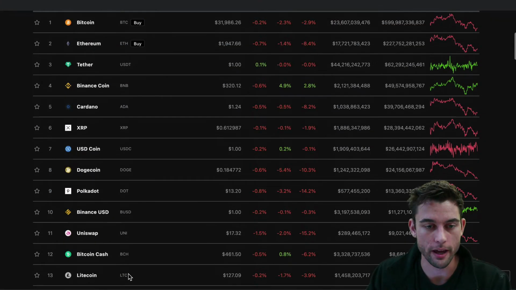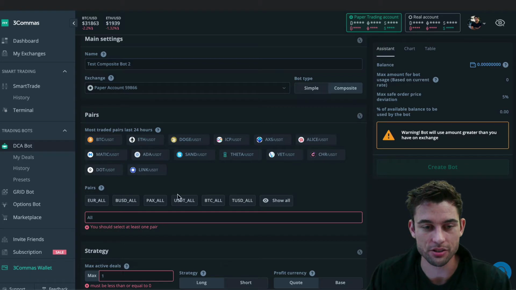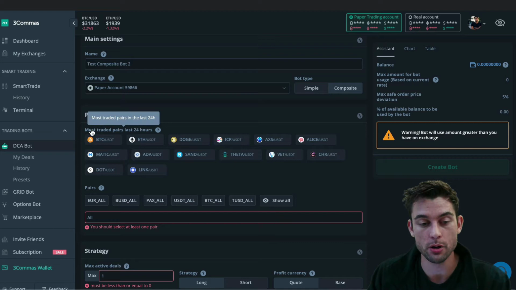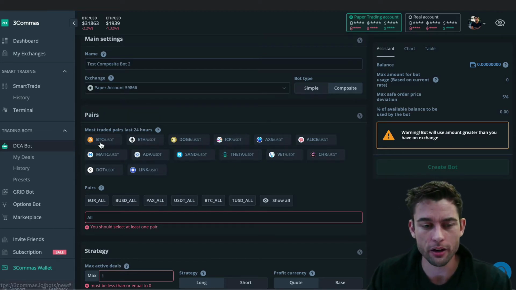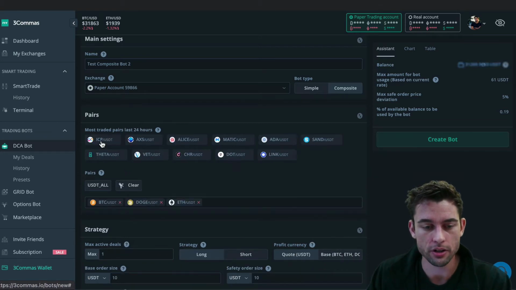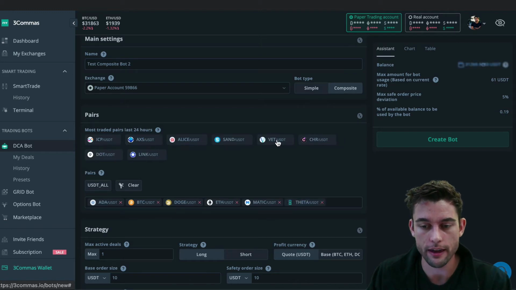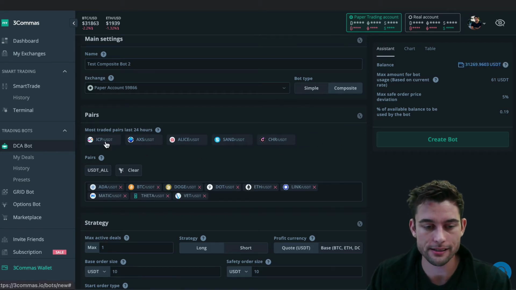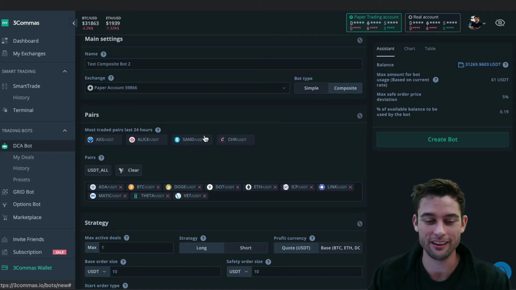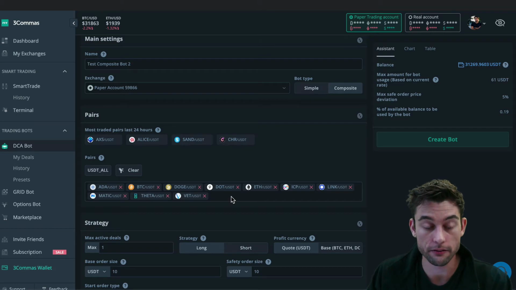So what I'm going to do, and what you can do, is you could go back into 3Commas, and you could start adding these one by one. Now, there's actually this most traded pairs in the last 24 hours right up here, which is super convenient. So we already have Bitcoin, Ethereum, Doge, let's see, Matic I like, Cardano, Theta I like, VET, Link, and DOT. Why not add ICP? I'm a little, whatever, we'll just add it. It's a paper trading account, not a big deal. And then we could add a few more things.